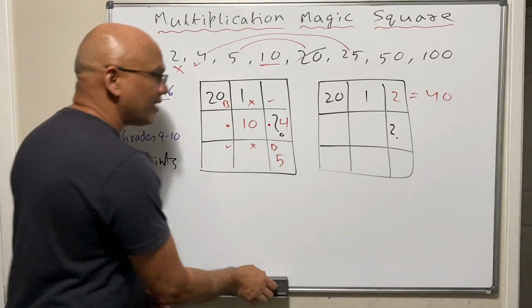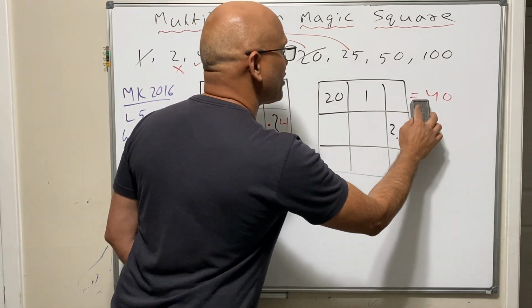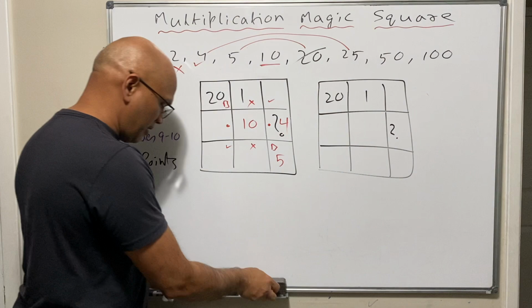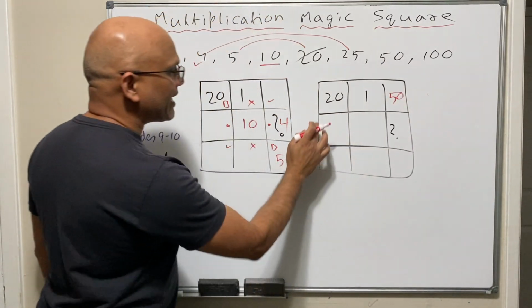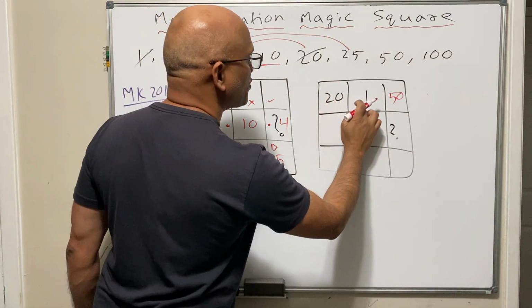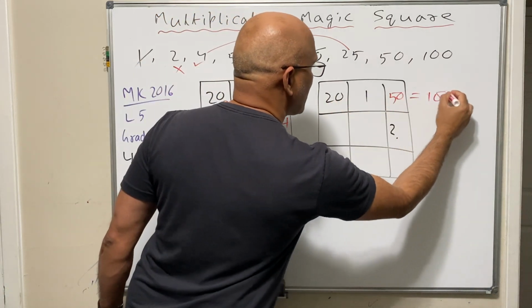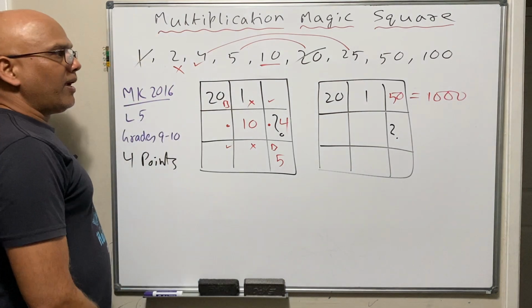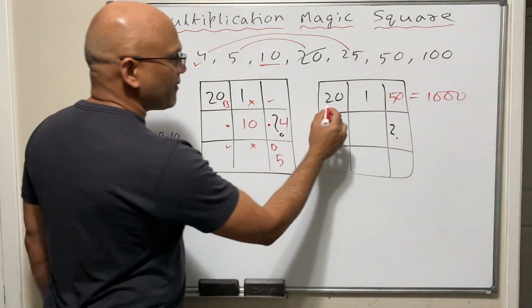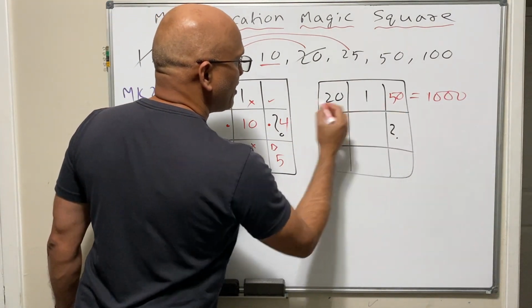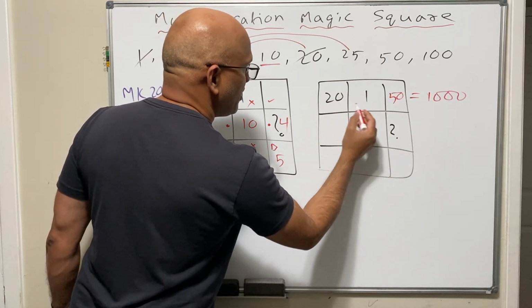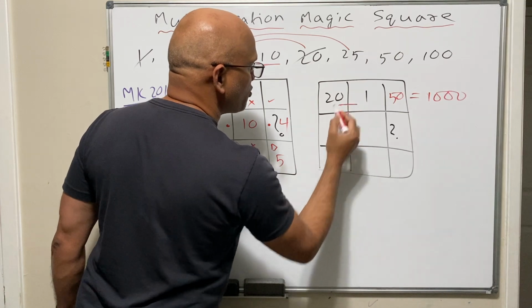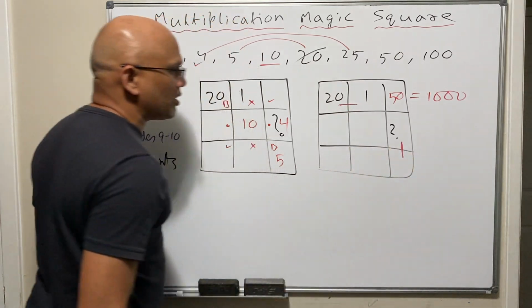You will see that the only thing that will work here is 50, right? So in that case, the magic product is going to be 20 times 1 times 50, which is going to be 1000. All right. Other things to notice is this 3 product is going to be the same as this 3, right? So, and this is common. So the product of these 2 numbers should be the same as the product of these 2 numbers.